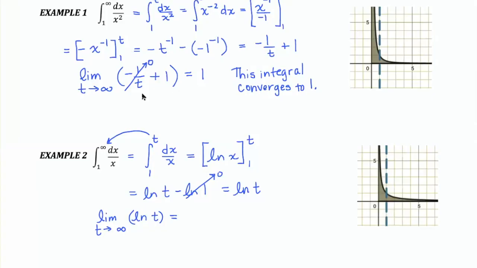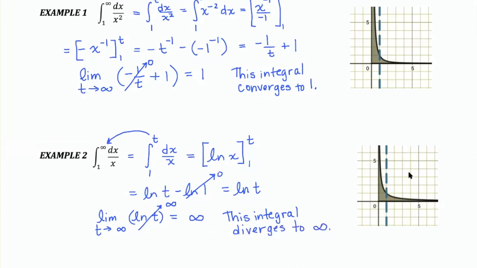So what we've just seen is that the limit of the natural log is going to tend to infinity, and that is what we would say our value for our integral would be. And by writing infinity here, what we're saying is this integral is never going to converge. It's not going to approach a finite value. So we say this integral diverges to infinity.